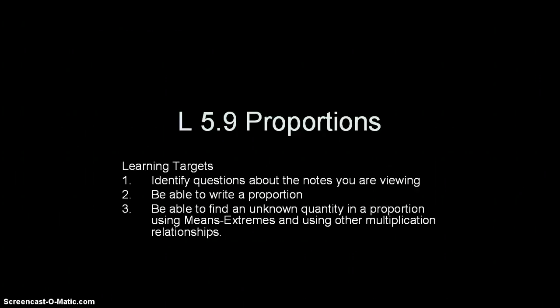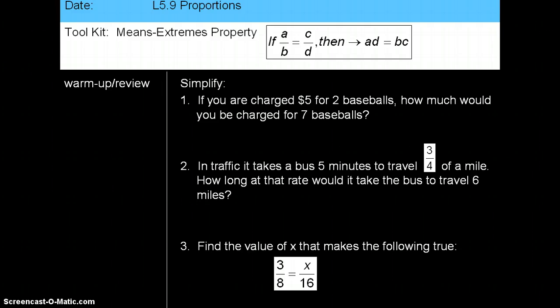Check out your learning targets. Obviously, you should be identifying any questions about the notes that you're reviewing. You should be able to both write a proportion and then find an unknown quantity in a proportion using the means extremes property and using other multiplication relationships. So we've got a toolkit here.